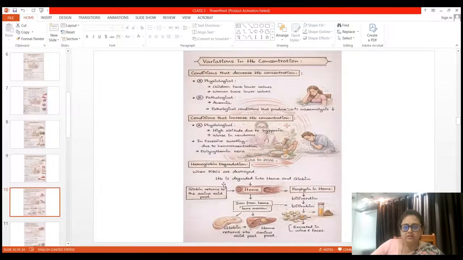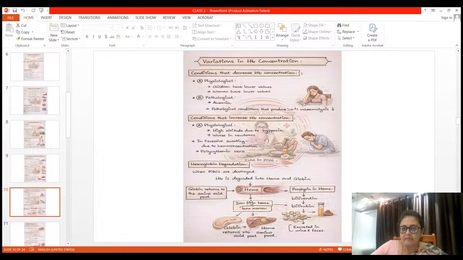Okay. Next, hemoglobin destruction or degradation. When RBCs complete their lifespan of 120 days, RBCs are destroyed. Hemoglobin is degraded into heme and globin. Again, how it forms: if the protein has wear and tear, those amino acids are phagocytosed. Other amino acids which are intact are given back to the amino acid pool. And heme is again split into iron and porphyrin. Iron is hemosiderin. Porphyrin is hematoidin.